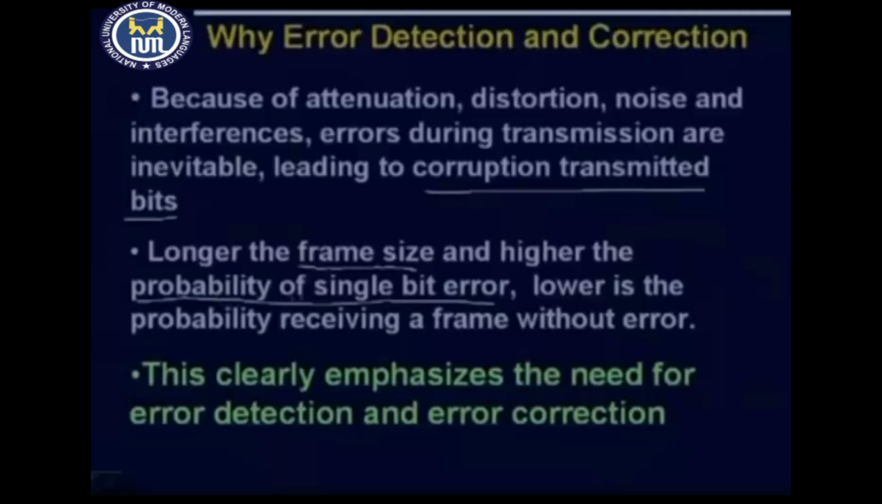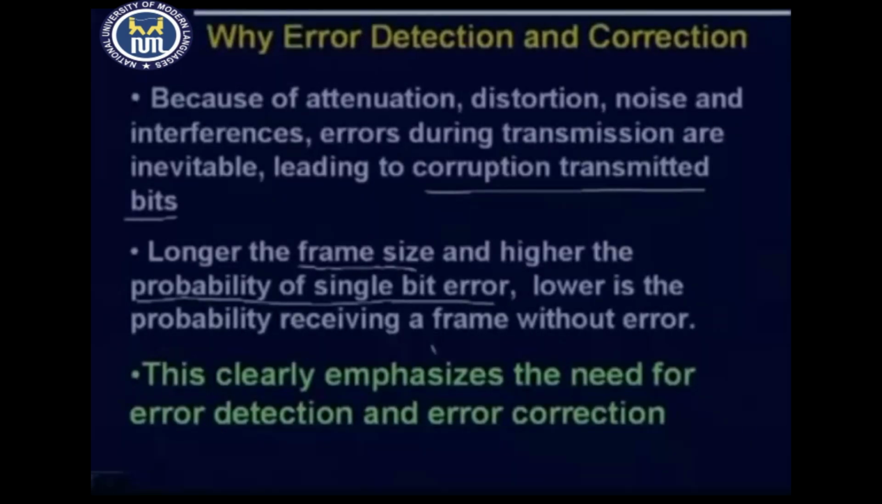Obviously, if the transmission media is noisy, the probability of single bit error will be more. When we are sending data in the form of a frame, the size of the frame will also decide the probability of error in a frame. That means these two parameters, frame size and single bit error, will decide whether we are receiving a frame with error or without an error. And it has been proved mathematically that the longer the frame size and the higher the probability of single bit error, the lower is the probability of receiving a frame without error.